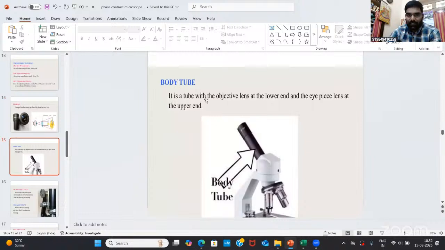Body tube. It is a tube with the objective lens at the lower end and the eyepiece lens at the upper end. So in the lower end there will be the objective lens, and in the upper end there will be the eyepiece. This body tube is the bridge between the objective lens and the eyepiece.